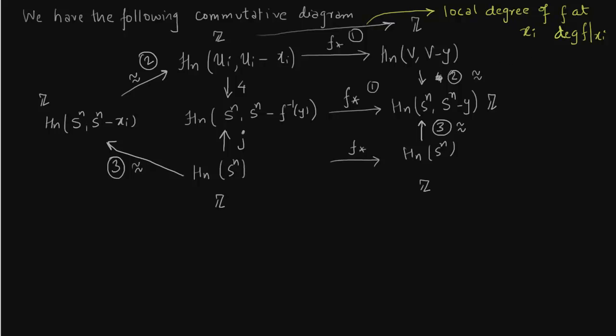So in case f is a homeomorphism, then f inverse of y just consists of a single point, and in that case all the arrows in this commutative diagram become isomorphisms. And we know the degree of a homeomorphism is plus or minus 1.